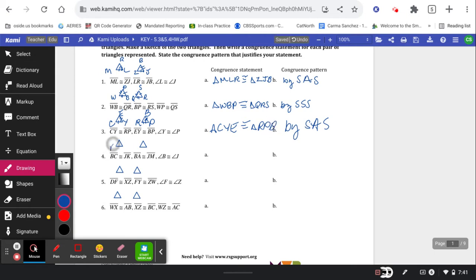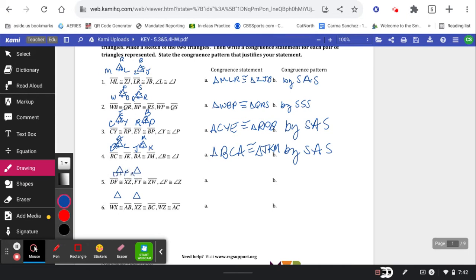All right, the next one says BC is congruent to JK, and BA is congruent to JM. And angle B is congruent to angle J. So there's another side angle side. So now we can say triangle BCA is congruent to triangle JKM. Now, could you be doing these in a different order if you're reading them yourself and not using this video? Absolutely. There's other correct orders for these.